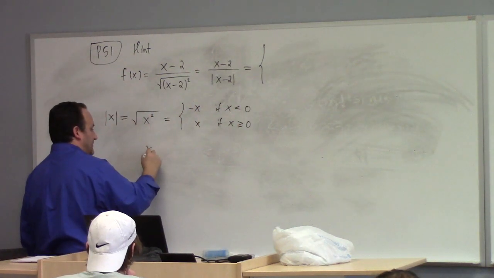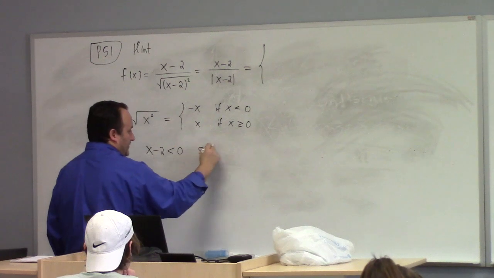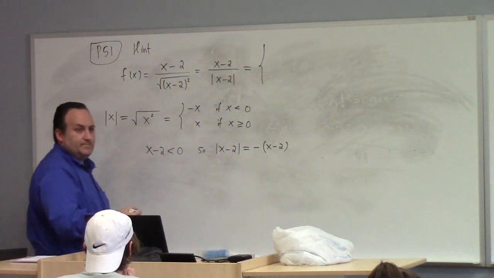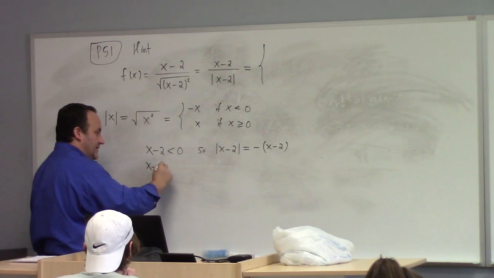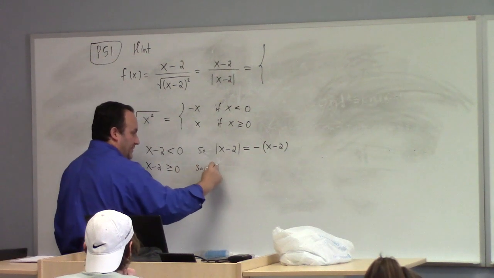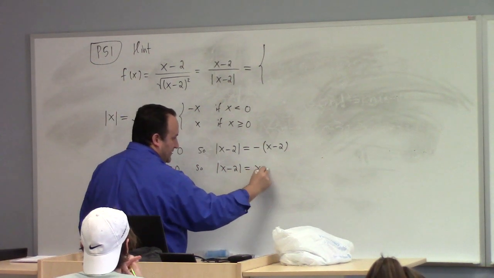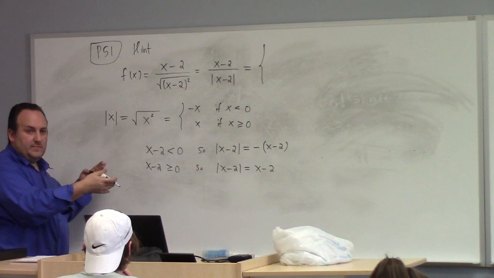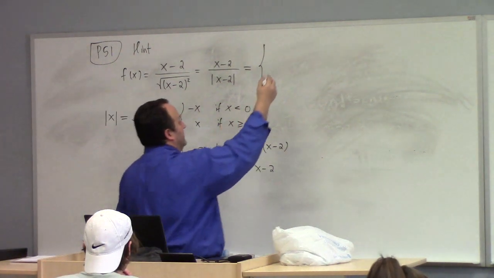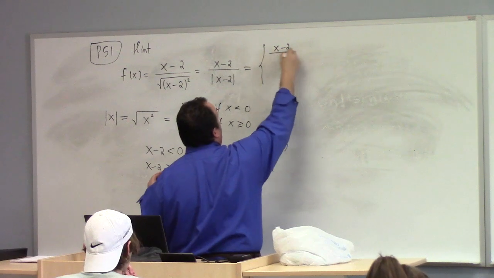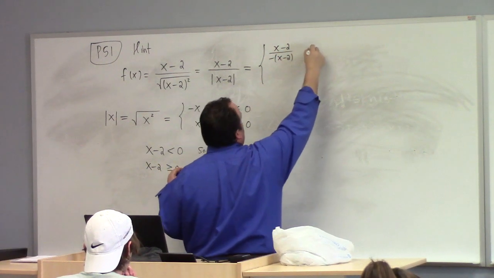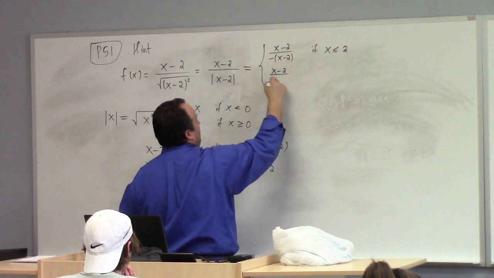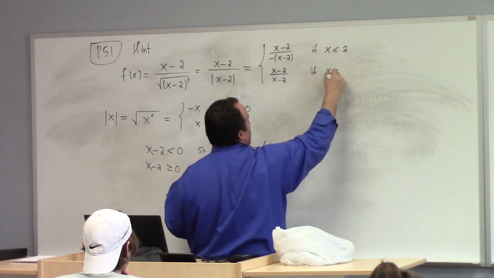Either you have x minus 2 is less than 0, so the absolute value of x minus 2 is equal to minus parentheses x minus 2. Or if you have x minus 2 is greater than or equal to 0, then the absolute value of x minus 2 is just equal to x minus 2. So those are the cases here. On the one hand, we have x minus 2 over minus parentheses x minus 2 if x is less than or equal to 2. On the other hand, we have x minus 2 over x minus 2 if x is greater than 2.